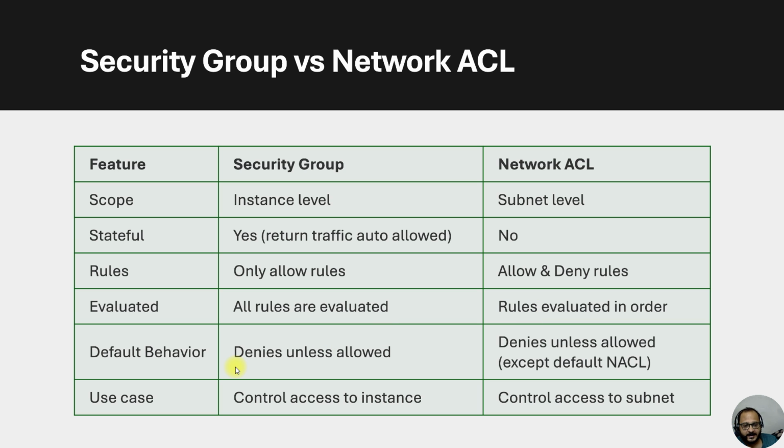Now we will see default behavior. In security groups, traffic is denied unless we allow it: we don't have an option to deny a rule, but whatever rule we have allowed, that traffic will flow, otherwise by default it will be denied. In a network ACL, traffic is denied unless allowed, except for the default NACL. Use case: control access to the instance versus control access to the subnet. Basically, a security group works at the instance level, and a network ACL works at the subnet level.